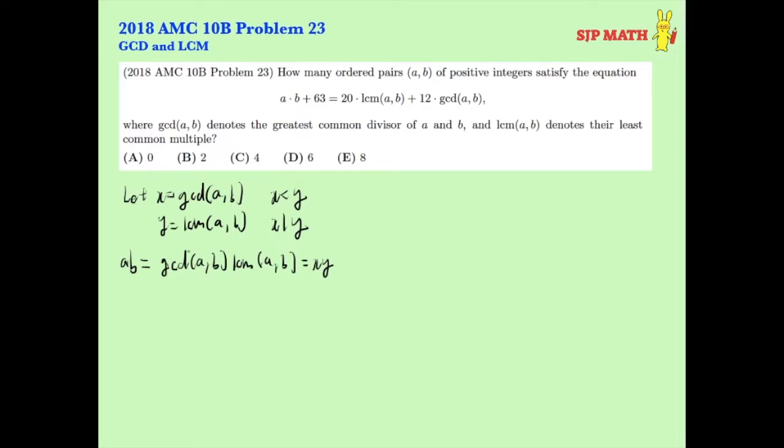So we can rewrite this equation. A times b plus 63 can be written as xy. I'll put this in another color. So xy plus 63 equals 20y, since 20 times the LCM is 20y, plus 12x. And then if we move all of these to this side, we get this. And then we can factorize this into (x minus 20) times (y minus 12).